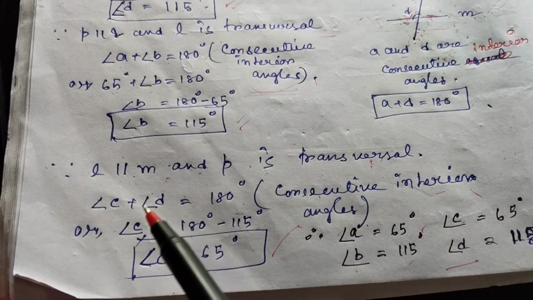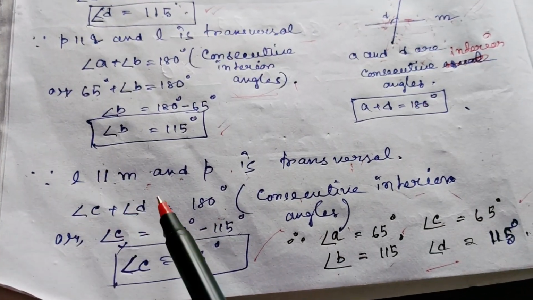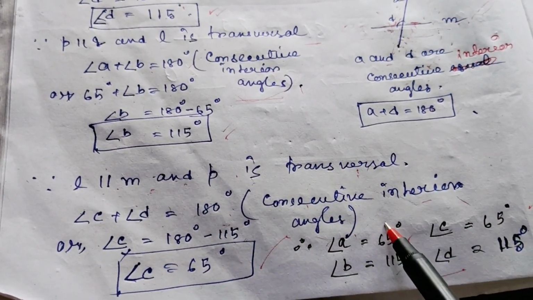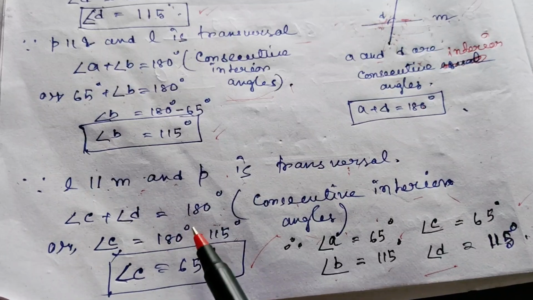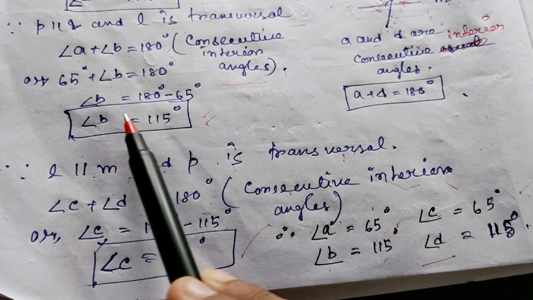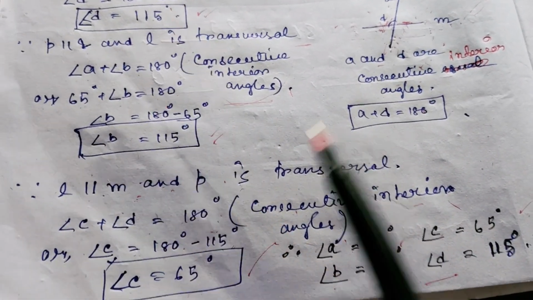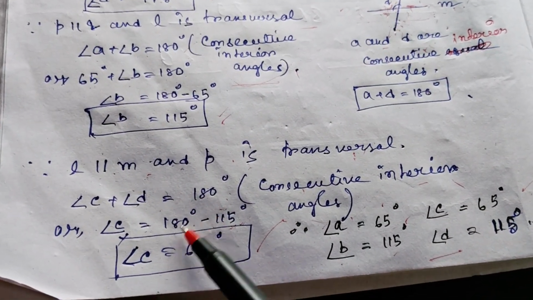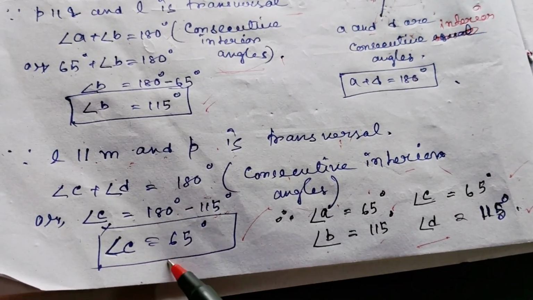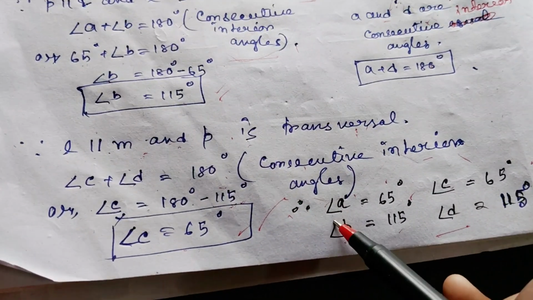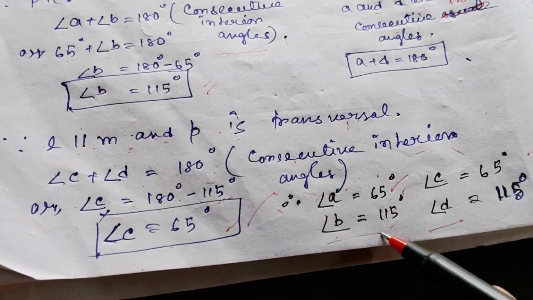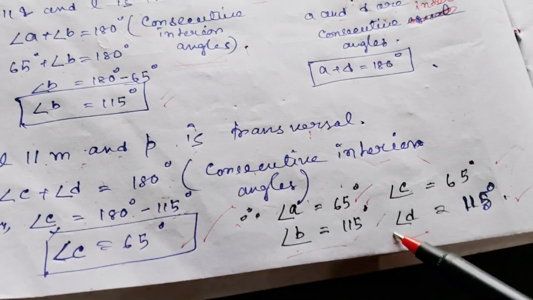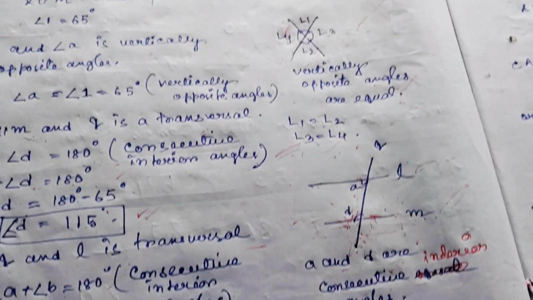So we can write angle C plus angle D is equal to 180 degrees. The reason will be consecutive interior angles. So angle C is equal to 180 degrees minus angle D, and we got angle D as 115 degrees. We put this value of angle D, so we get 180 degrees minus 115 degrees. So angle C will be 65 degrees. Therefore, angle A is equal to 65 degrees, angle B is equal to 115 degrees, angle C is equal to 65 degrees, angle D is equal to 115 degrees.